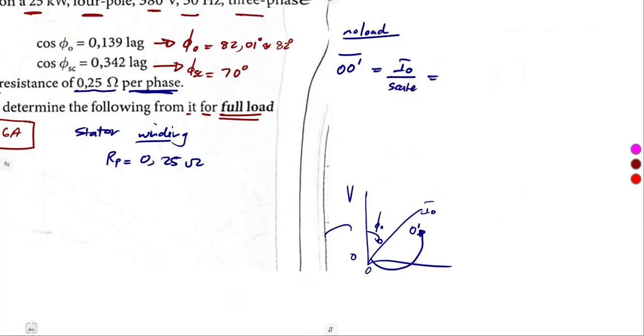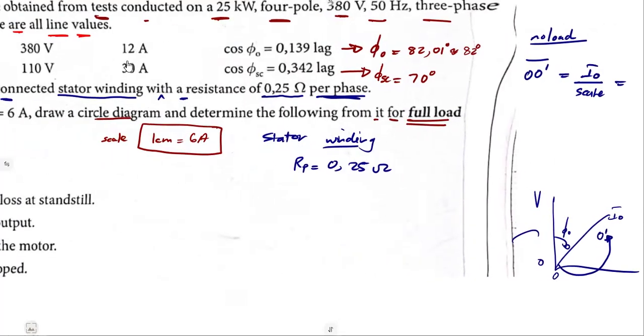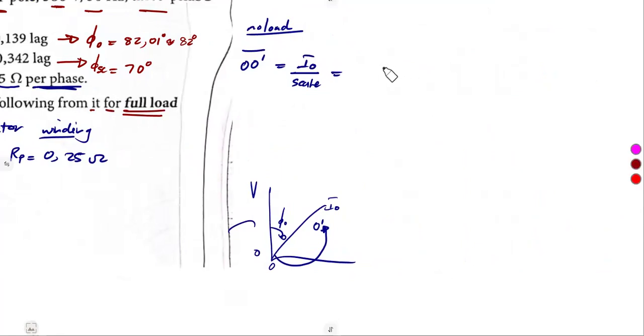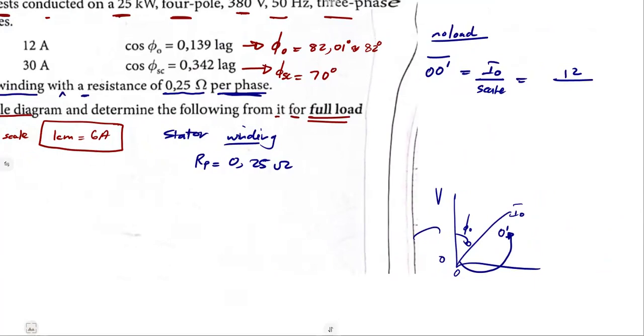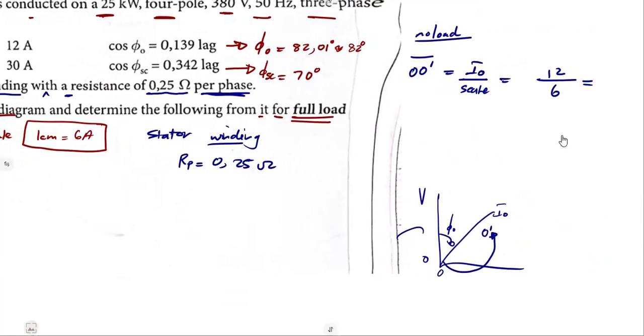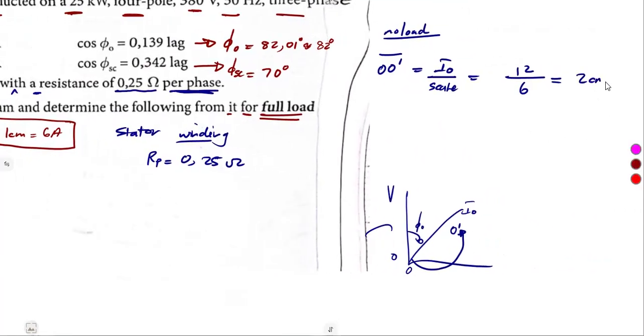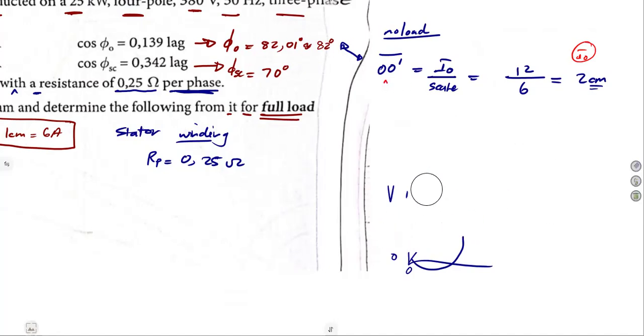The no load current, remember, we are given this one, that is 12 amps. And the scale is 1 centimeter to represent 6 amps. So we're going to divide by 6, and that is going to give us 2 centimeters. Remember, already the angle, we have it. So what we just need there is the vector that is going to represent our no load current, which is our vector O to its referred value.